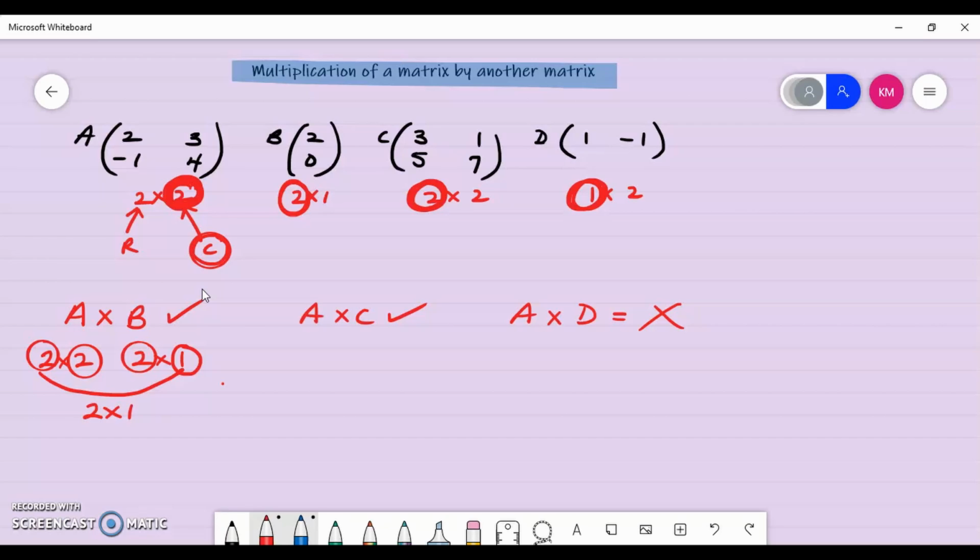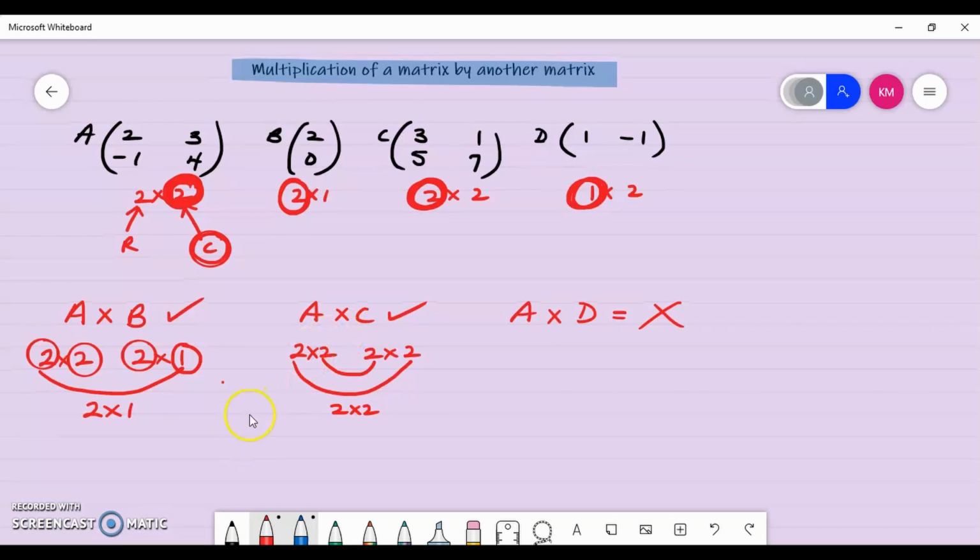Let's look at matrices A and C. We are seeing that they can be multiplied. Matrix A is of order 2 by 2. Matrix C is of order 2 by 2. I have examined these two. Yes, they are the same, so they can be multiplied. And my answer will be a 2 by 2 matrix. Now, let us see how to multiply these matrices.